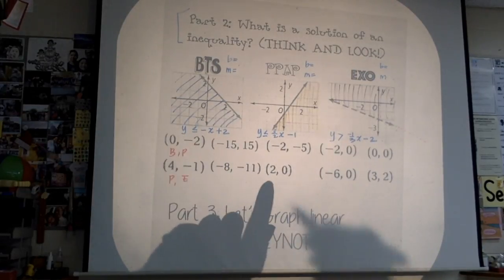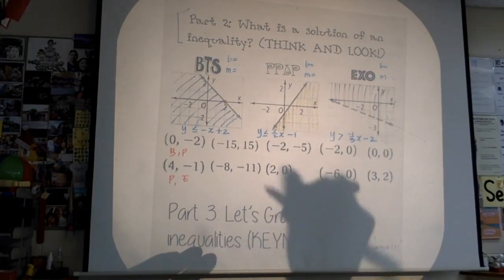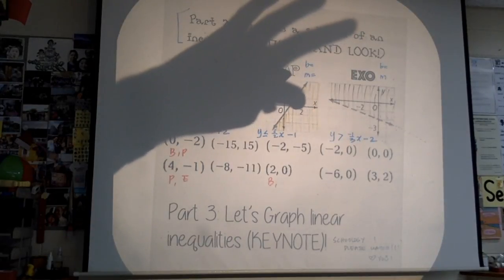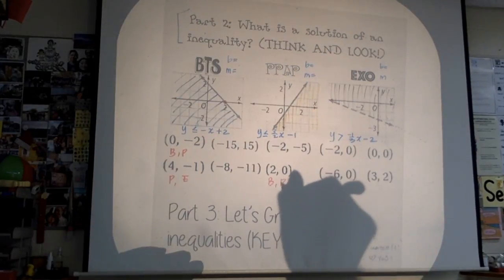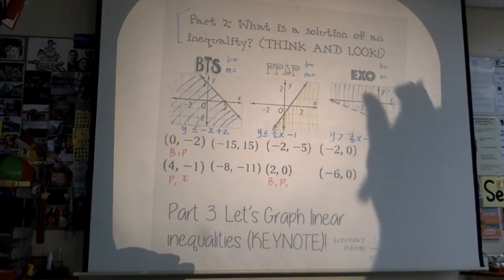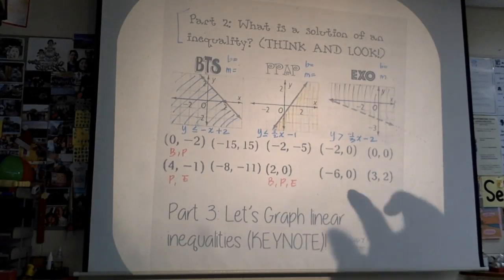All right, how about 2, 0? Now, 2, 0 here, it belongs to the first because it lies along the line, and it's a solid line. 2, 0 here, definitely, for the second. Also, how about the third? 2, 0, definitely, because you know that's everything beyond this line. So this one belongs to all of them. Now, what about the cases that are hard for us to see?